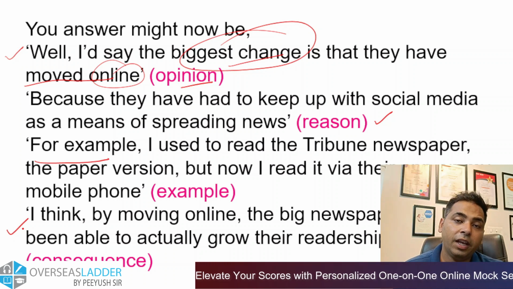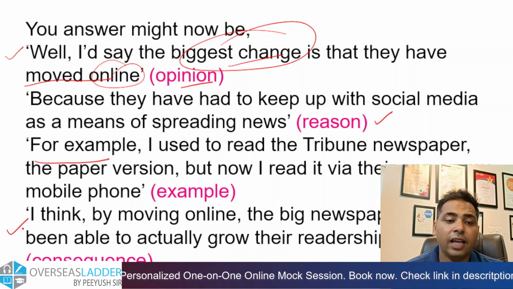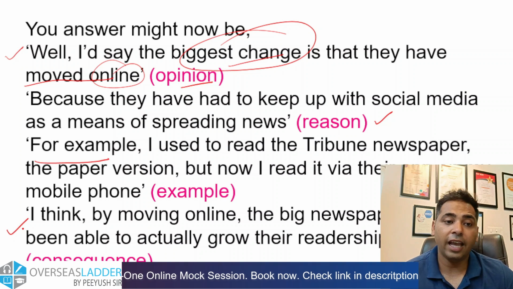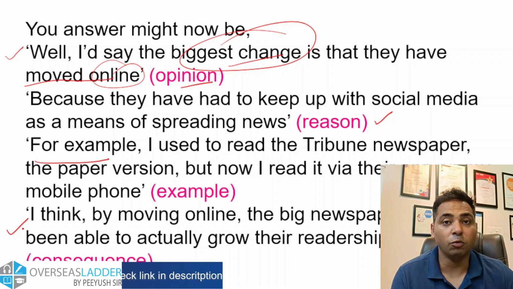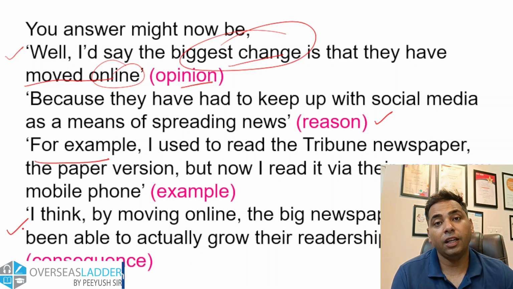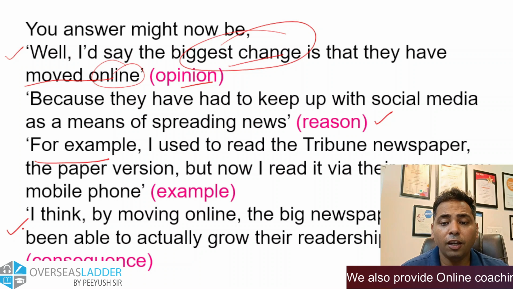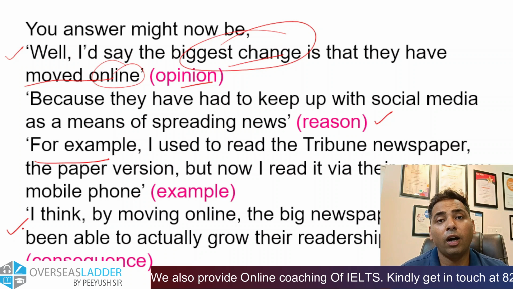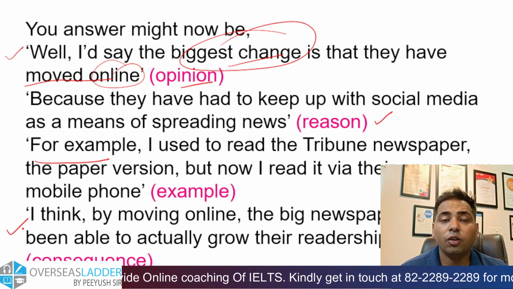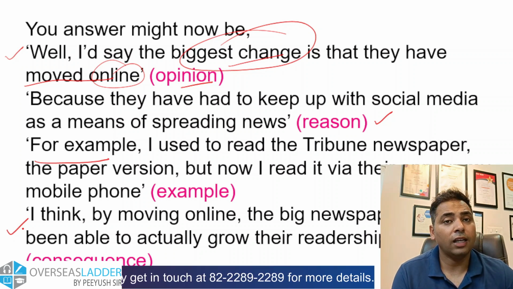So now you can see how we can speak the answer in one go. Well, I would say the biggest change is that they have moved online, because they had to keep up with social media as a means of spreading news. For example, I used to read the Tribune newspaper, the paper version, but now I read it via their app on my mobile phone. So I think by moving online, the big newspapers have been able to actually grow their readership. So this is how you should develop your answers for part 3, and it should support properly. So please don't give short answers in part 3.